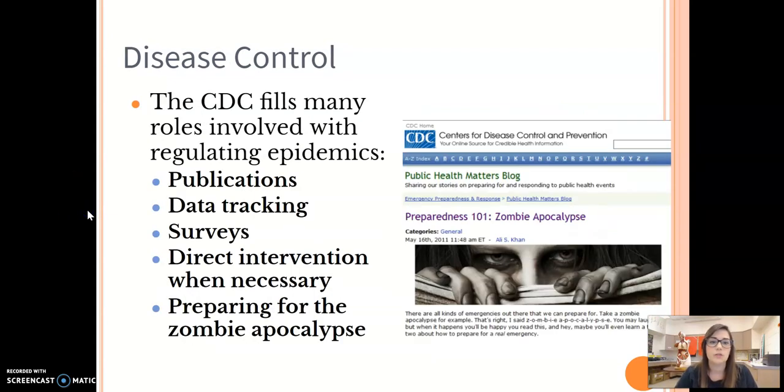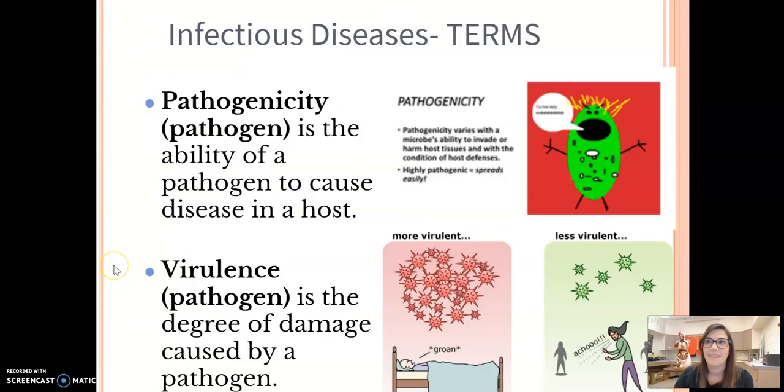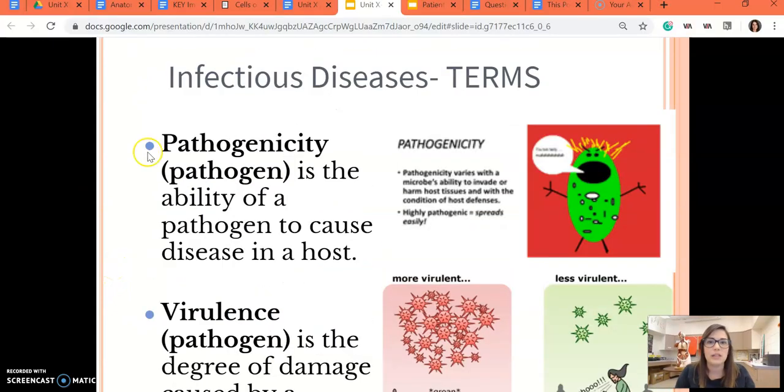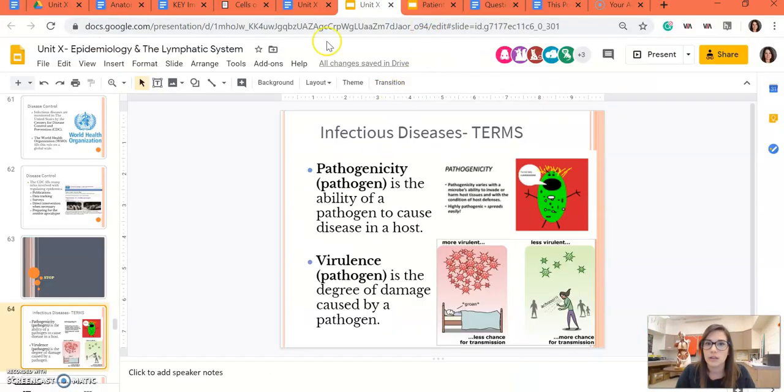The CDC also fills many roles within regulating epidemics in the United States. They produce publications, they track data, they create surveys, they have direct intervention when necessary. And if you go on their website, they actually have a page preparing you for the zombie apocalypse. That's kind of funny. All right, so that's all we need to know for the patient 0 case study.